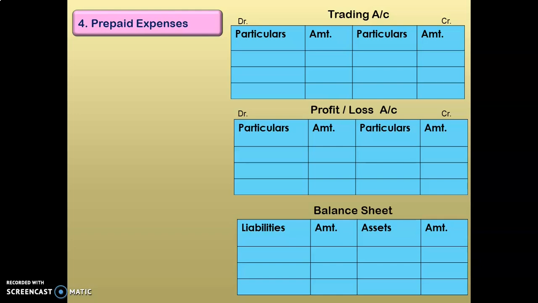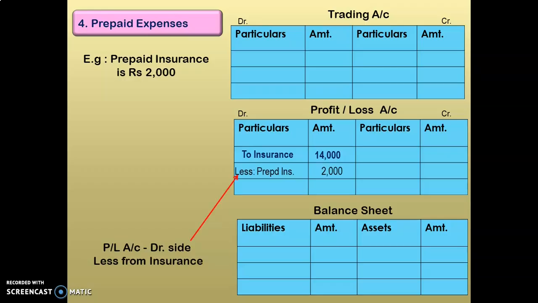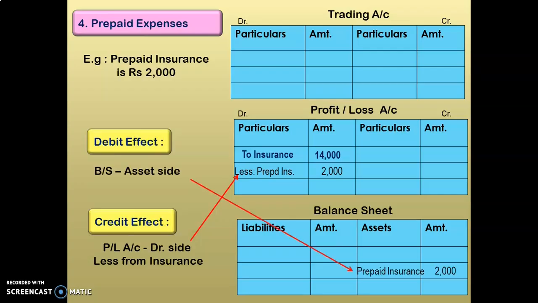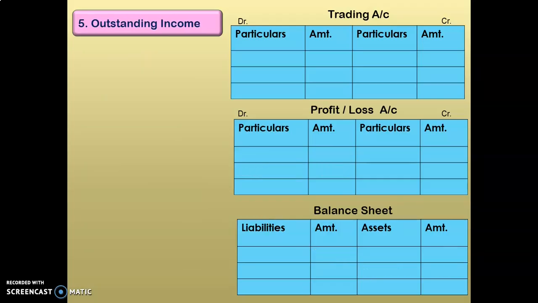Prepaid expenses. Expenses paid in advance are prepaid expenses. Since we have paid it in advance, we have to deduct it from that particular expenses. Now here, prepaid insurance rupees 2,000. The insurance of rupees 14,000 which is already paid includes 2,000 which has been paid in advance. So we have to deduct that amount from insurance. So this is the credit effect, and the debit effect will be writing prepaid insurance rupees 2,000 on the asset side of balance sheet.